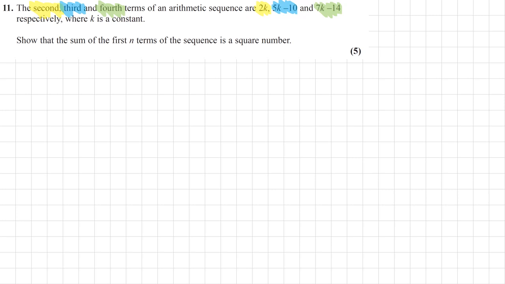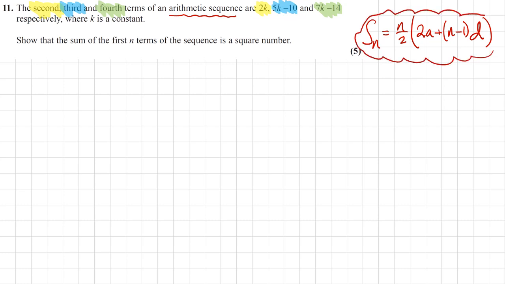This is to do with an arithmetic sequence. So I'll write down the formula for the sum of an arithmetic sequence, which is this. So we've got n over 2, we've got 2a plus n minus 1 d, and that's all times by n over 2. Okay, so that's the formula I'm going to use. So n is just going to be n because it's n terms, but I need to know the first term and I need to know what the common difference is.